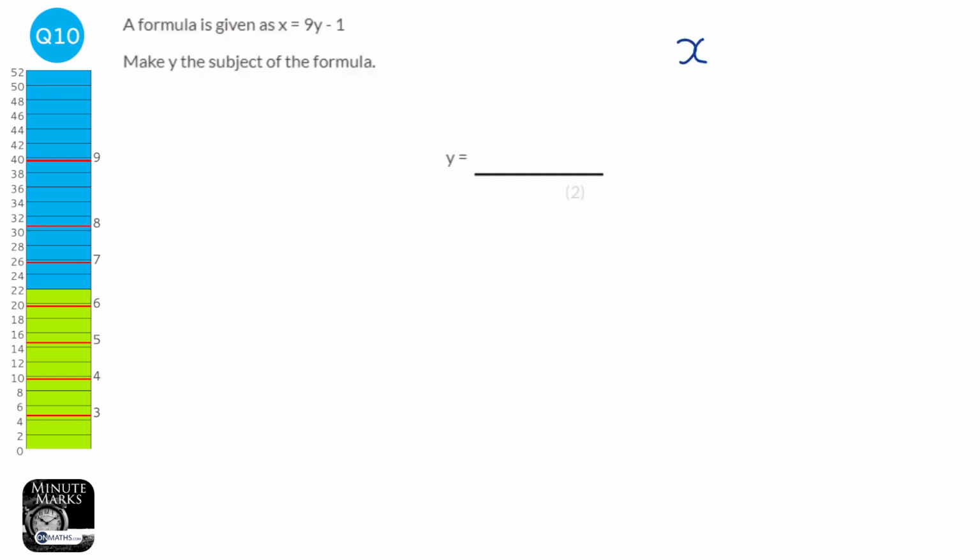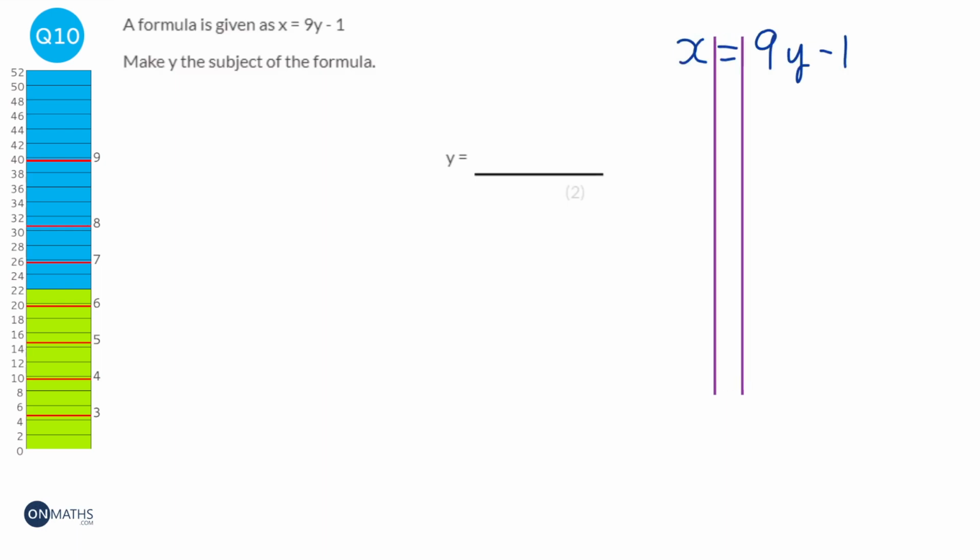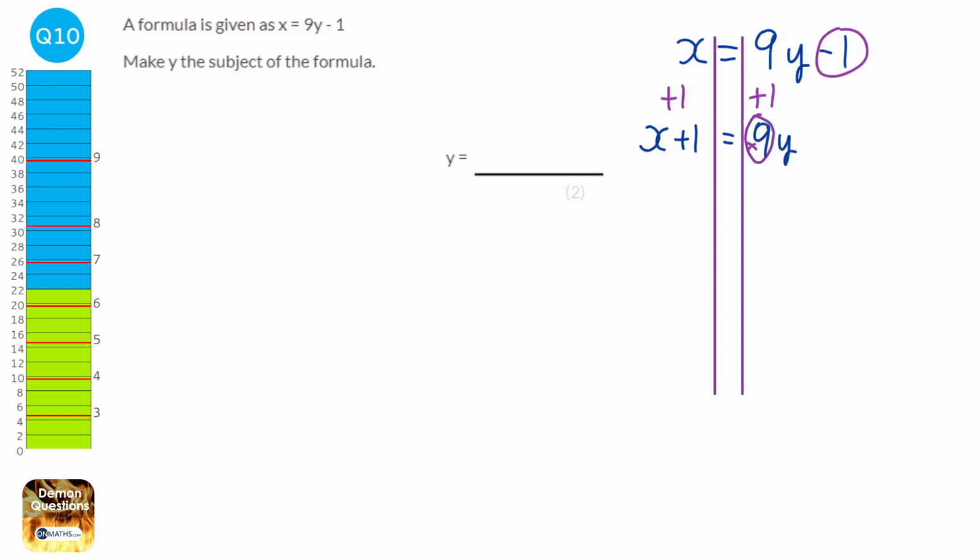So I'm going to write the formula out. And we're asked to make y the subject, so I'm just going to get my lines in. And so what's stopping us from having y on its own? Well, this minus 1, how am I going to get rid of it? Add 1 both sides. So we've got x plus 1 equals 9y. What else do we have that stops y from being on its own? Well, there's times 9 here. So we're going to do the opposite, the inverse, which is divide by 9 both sides. And to do that nicely, we just do it as a fraction. x plus 1 over 9 equals y. So therefore y is x plus 1 over 9.